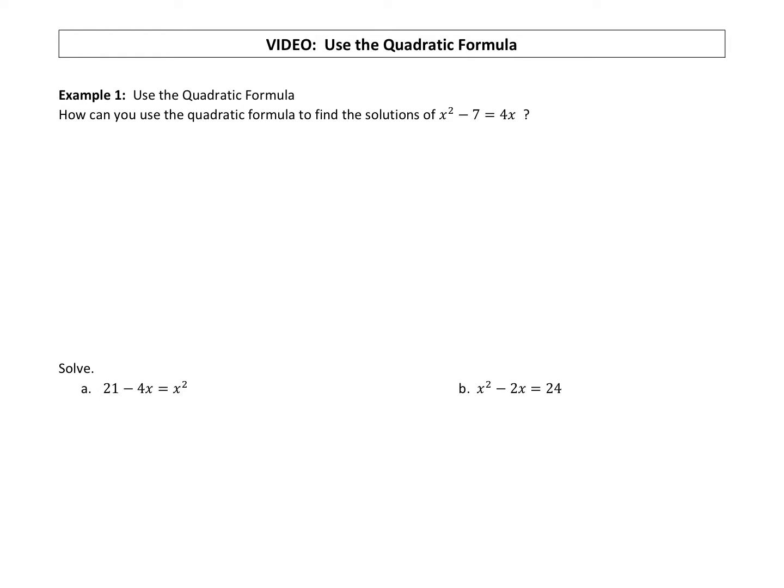All right, so now that we are a little familiar with what the quadratic formula looks like, let's use it. So our first example, how can you use the quadratic formula to find the solutions of x squared minus 7 equals 4x? All right, so here's a quadratic equation. X squared equations where 2 is your highest exponent is a quadratic equation. So we can use the quadratic formula to solve this.